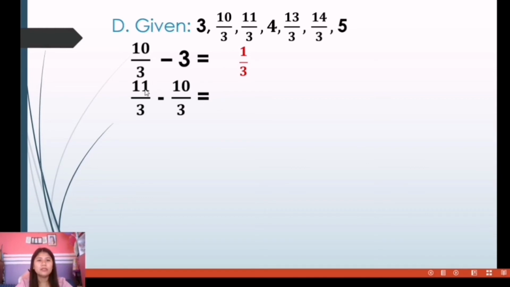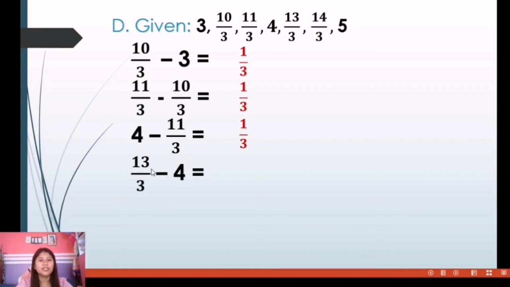So here, just subtract the numerators, 11 minus 10, since they have a common denominator. Just subtract both numerators. So 11 minus 10, that is equal to 1. So that is 1/3. Okay? Same process. 4 minus 11 over 3. So 12 minus 11, that is 1. And then copy the denominator, 3. Okay, so the answer of this problem is 1/3.